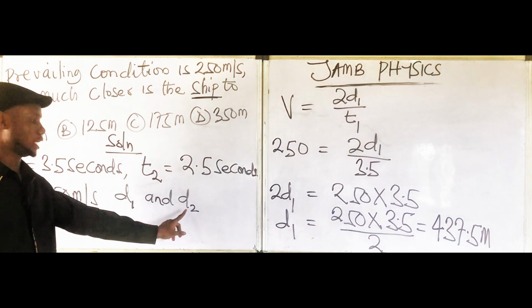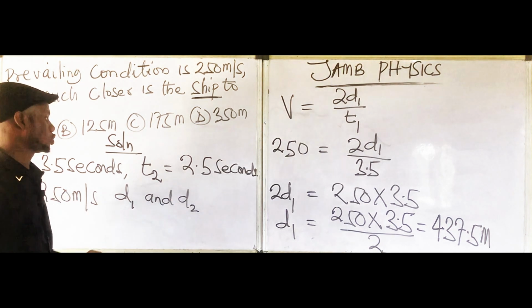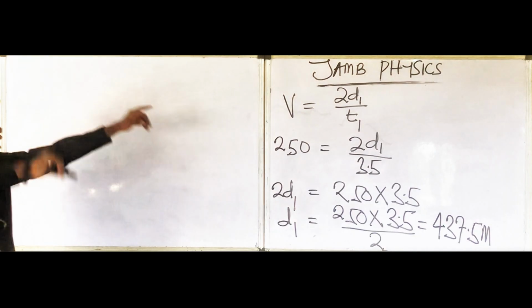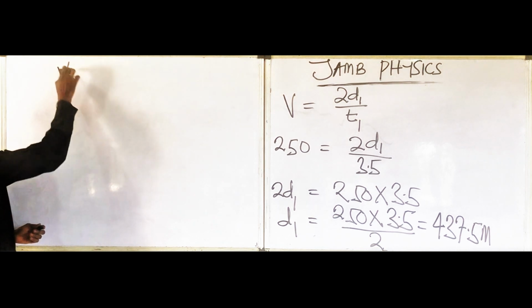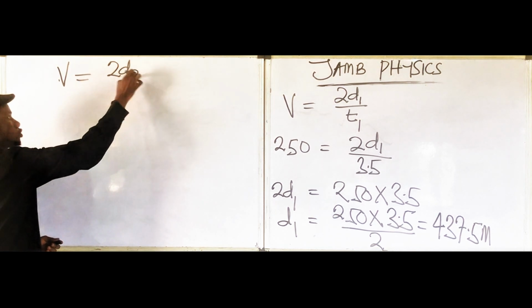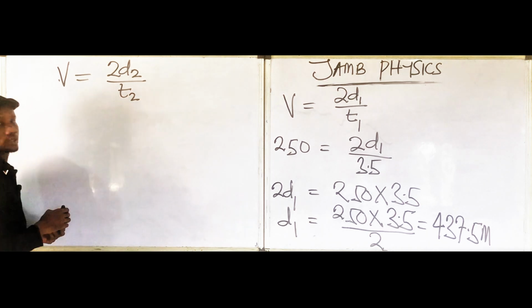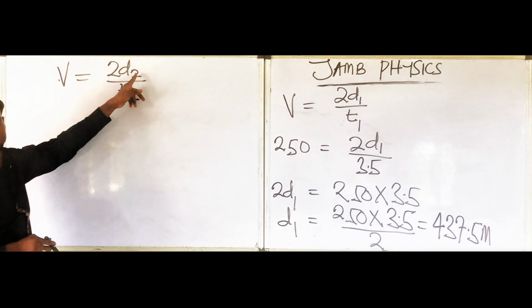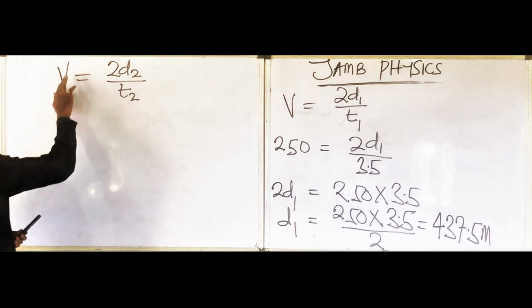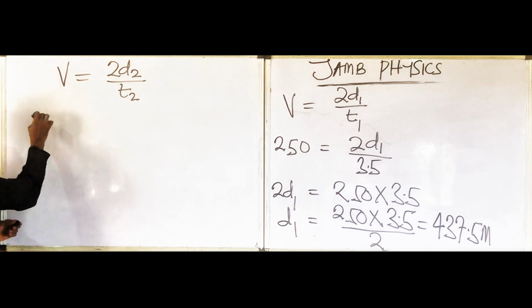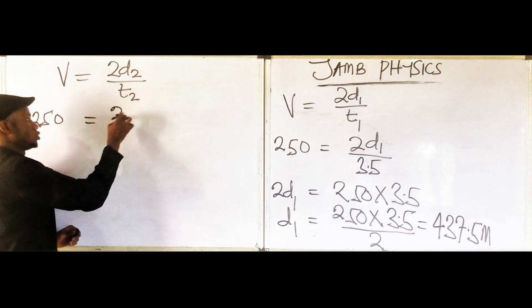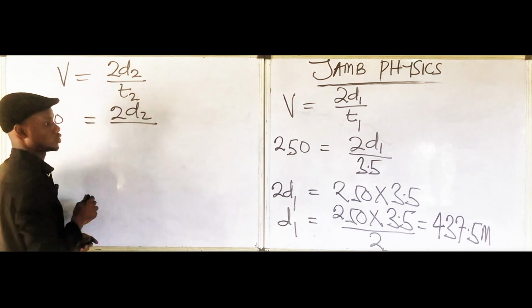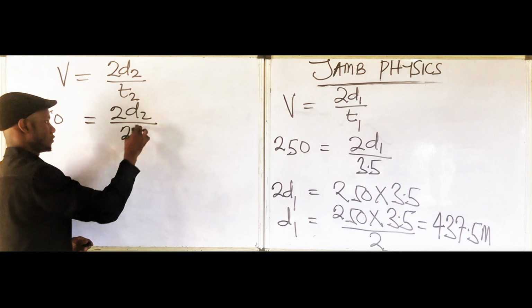The next is to calculate D2. Now that means using T2, we can calculate D2. Let's calculate D2 using the formula for echo. Velocity of echo, that is V, is equal to 2D2 over T2. Please take note. In this formula, our intention is to find D2. So let's replace our V. Our V is 250, the common velocity between the ship and the cliff. Please take note. It is equal to 2D2 over T2, which is 2.5 from the question.